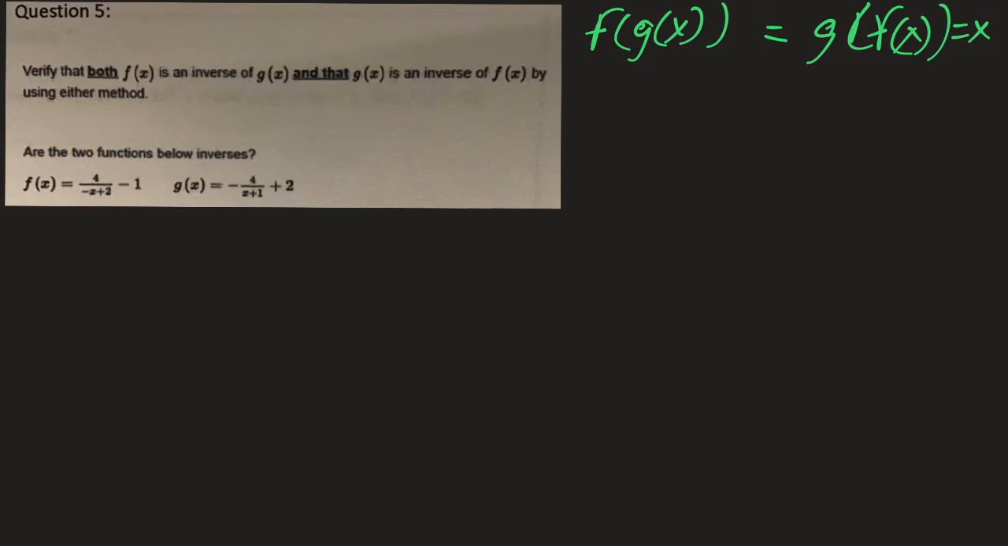So we're going to do a little bit of both. We're going to do one of each, just so that we can see it. So I'm going to start with this one right here, f of g of x, and we're going to see if we can get to just x from there.